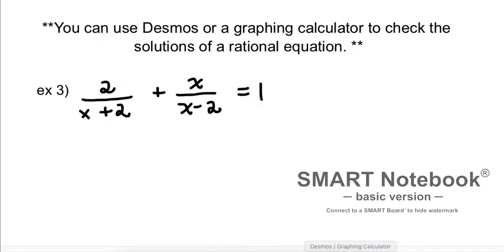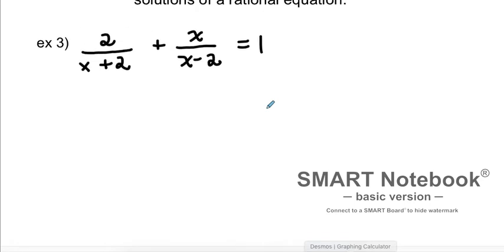Okay, let's go to example 3. For example 3, I have a little note. It says you can use Desmos or a graphing calculator to check the solutions of a rational equation. I actually talked about that in the beginning when we did example 1. I was going to wait till example 3 to bring it up, but we talked about that already. So I do recommend you use the graphing calculator, not to give you answers because you have to show your work anyway, but to just check your answers and make sure you're on the right track. Okay, and we'll do it with this one just so we can practice some more with Desmos.